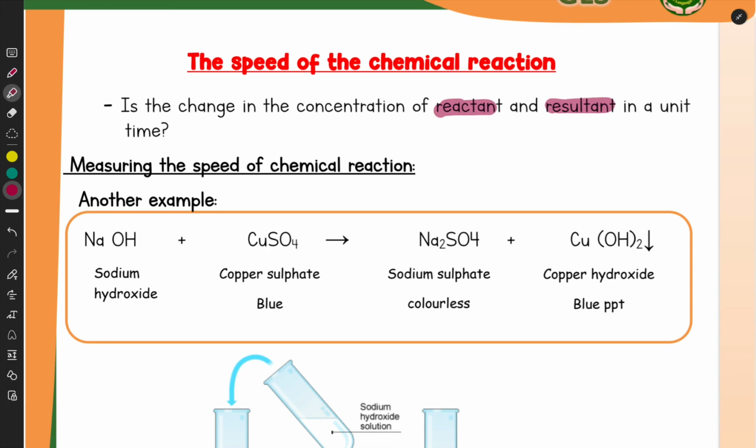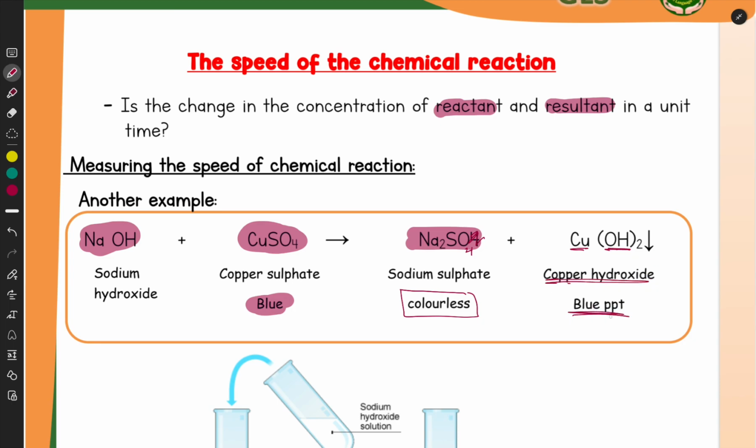Measuring the speed of chemical reaction: if we have NaOH, which is sodium hydroxide, and CuSO4, which is copper sulfate, we know it's blue from the previous example in lesson 1. What will they produce? They will produce Na2SO4, which is sodium sulfate, colorless, and Cu(OH)2, which is copper hydroxide, a blue precipitate.